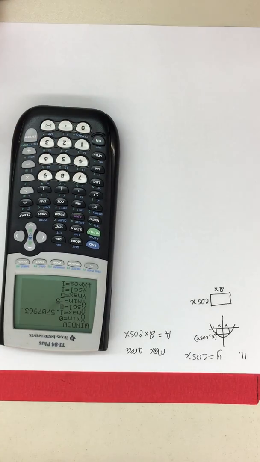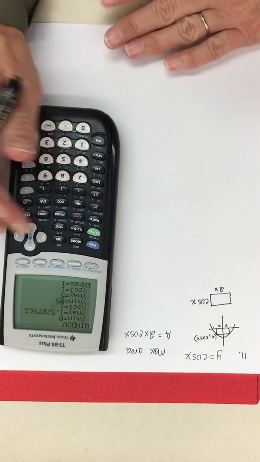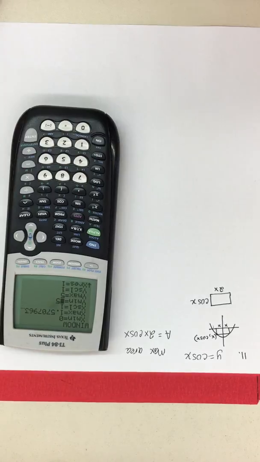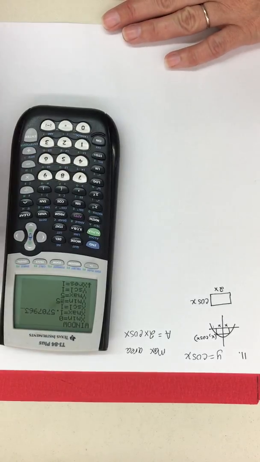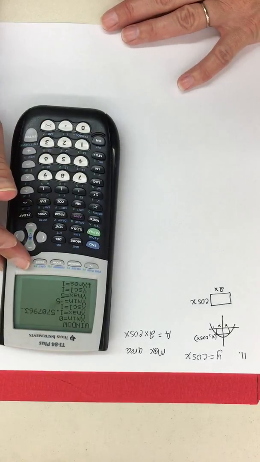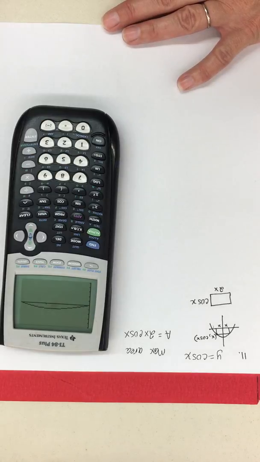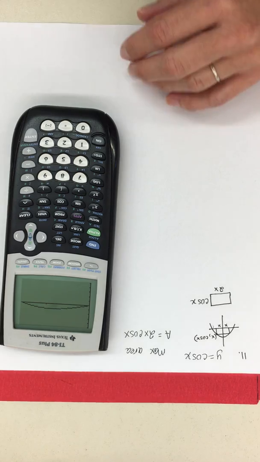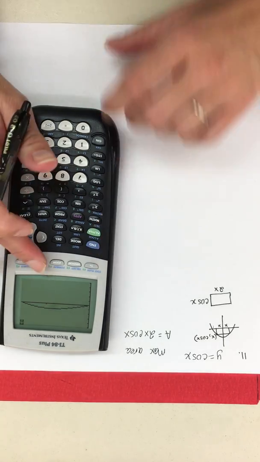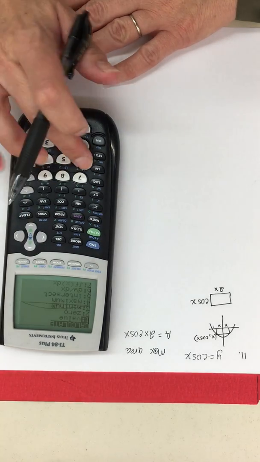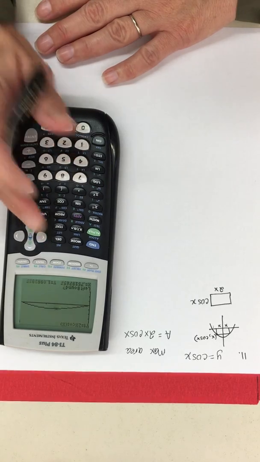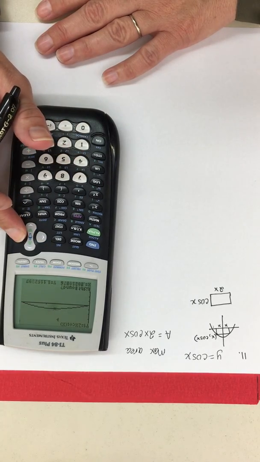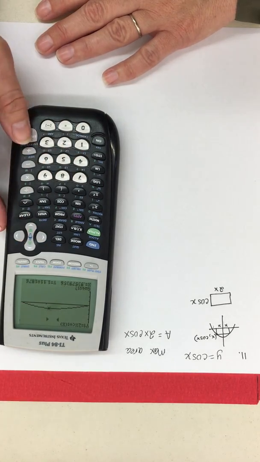I'm still going to count by ones because that's what they did on their graph. The y's, I'm guessing, could be -5 to 5. If I don't see it, I'll change it. So let's see what that graph looks like and see if I can see a maximum. And I can. So now I just need to make the calculator give me this point right here. So second calc, maximum, get to the left, get to the right, and there you go.